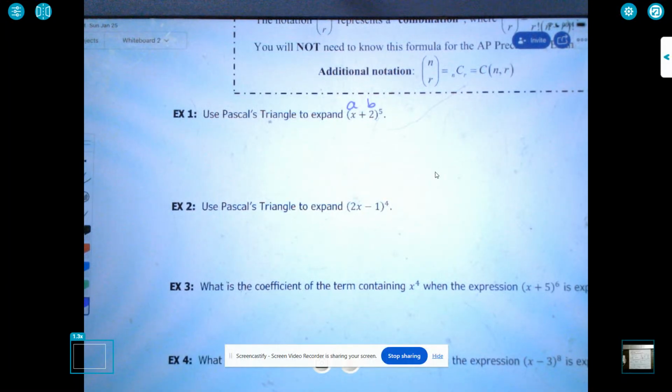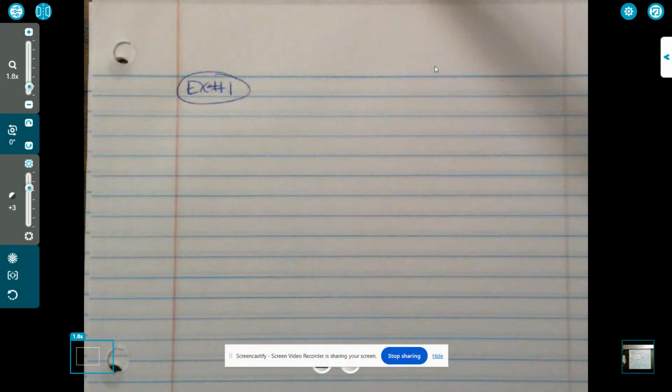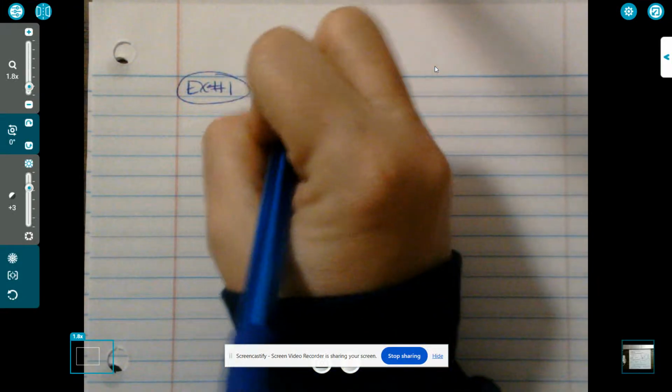All right, so let me put this off to the side, grab some paper, and let's work out example number 1. All right, so example number 1 says they want to use Pascal's triangle to expand x plus 2 to the 5th.